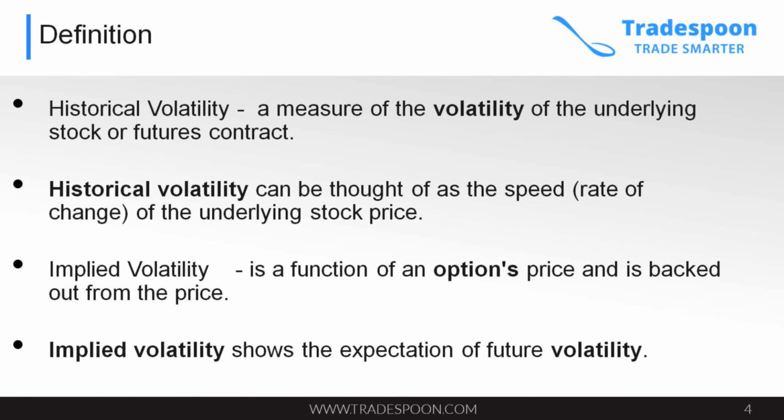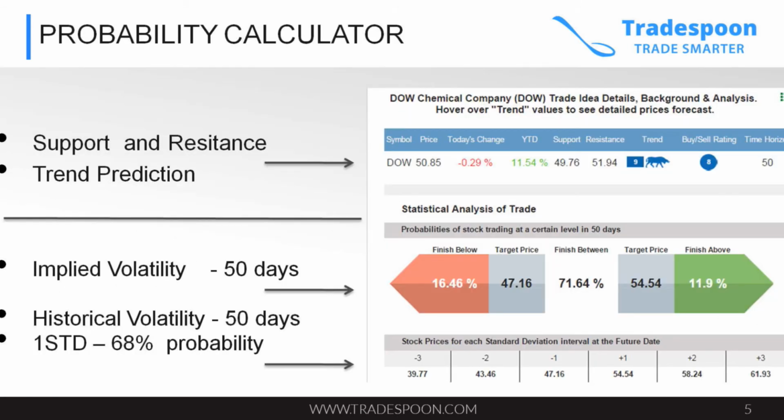And this is the future expectation of what will happen to the underlying asset. So look at the probability calculator that you can find if you go to tradespoon.com. We show you the probability calculator. Our models predict stock prices based on option expiration cycle, which is very important for option traders.